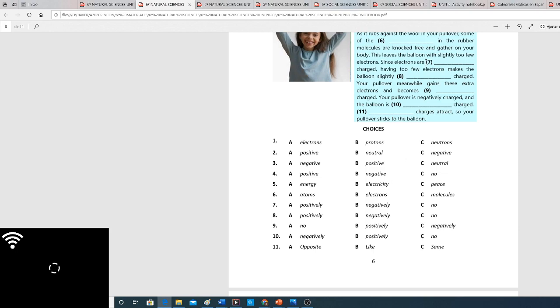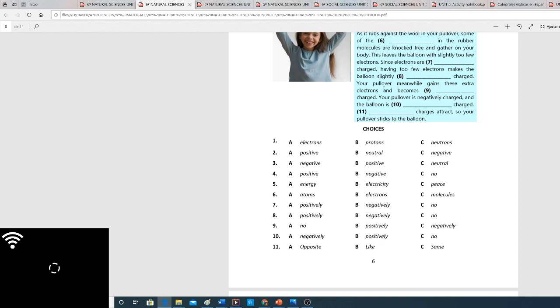So, since electrons have a negative charge, having too few electrons makes the balloon slightly, remember, electrons have a negative charge, and in this case the balloon has too few electrons, so as a result, the balloon gets 8: positively, negatively, no? Positively, because it had lost a lot of electrons. Good. So your pullover meanwhile gains these extra electrons and becomes more negatively charged. Number 9: no charge, positively, negatively? Yes, C, negatively charged.